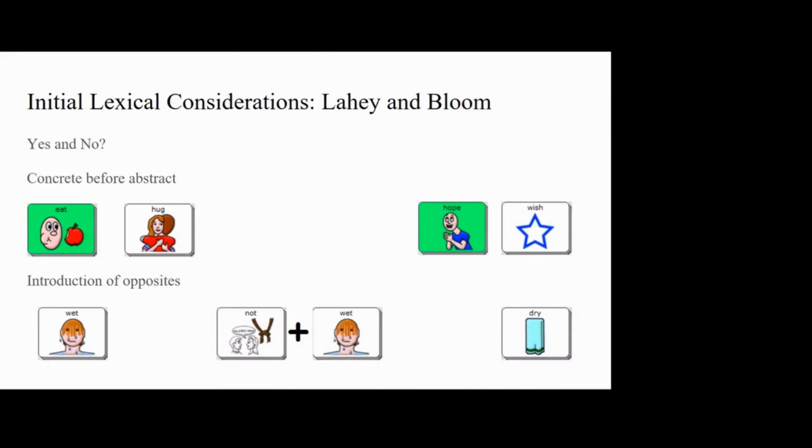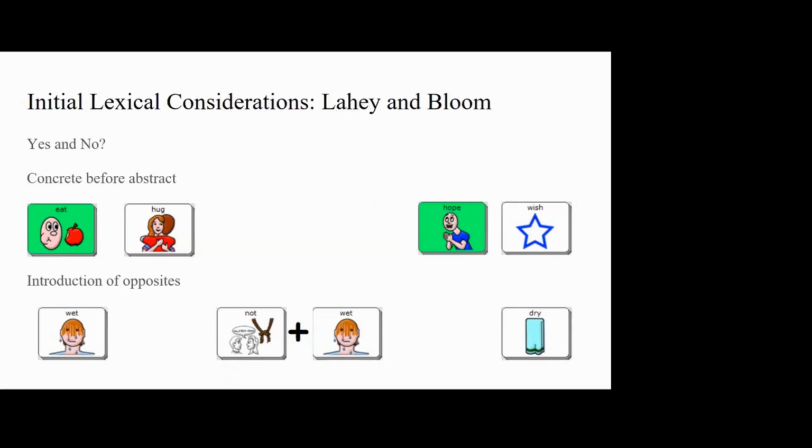Okay, so one really formative article is by Lahey and Bloom, and this is from the 70s, but it's a very good one. They talk about how typical speakers develop language, and they give some really good clues about which words we might want to think about teaching first and which words we might want to put off a little bit. They talk about how in an initial lexicon we really don't want to include the word yes, that no comes first before yes. Before we can start to ask yes and no questions, kids need to be able to make choices between preferred and non-preferred objects. And so the bringing in of yes comes a little bit later.